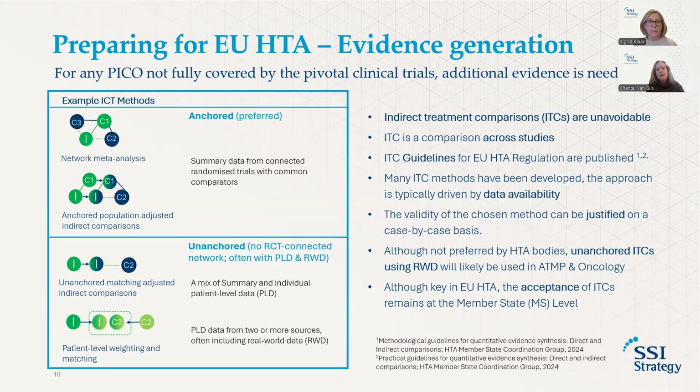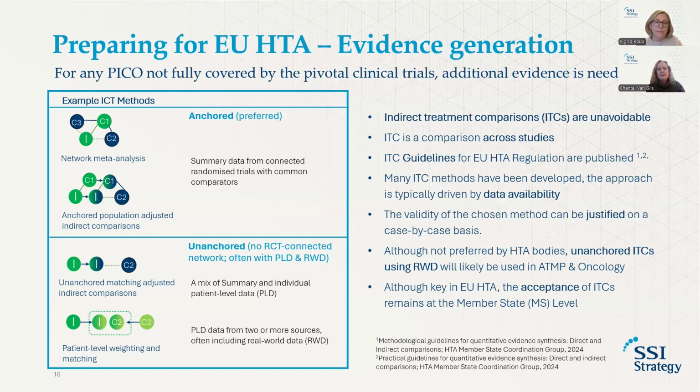So you have a possibility to bridge results, relative results, over another comparator that is in both trials. So that's anchored. But unanchored is when it's not possible. That's quite often the case, actually, when there is no RCT connected, or even if you have a single arm clinical trial, then nothing of that is possible. And that is also where more advanced adjustments and real world data, and patient level data come into play.